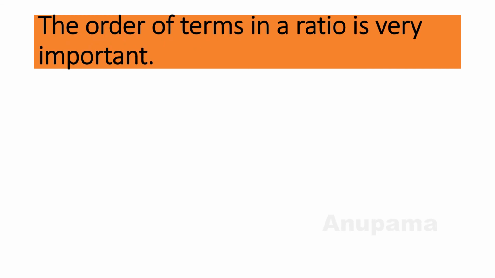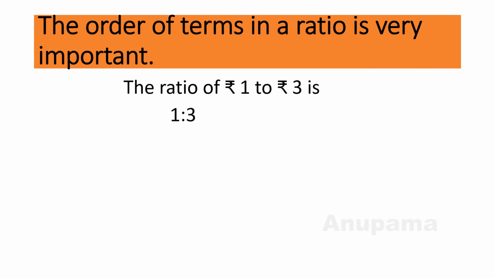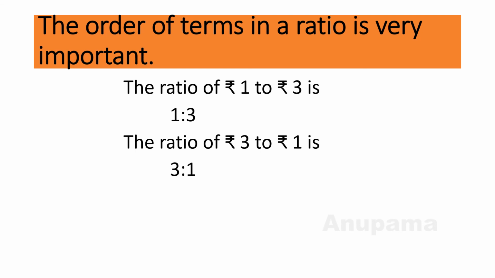The order of terms in a ratio is very important. How? Let us see. The ratio of rupees 1 to rupees 3 is 1:3. But you know the ratio of rupees 3 to rupees 1 is? That is 3:1, and both are different.